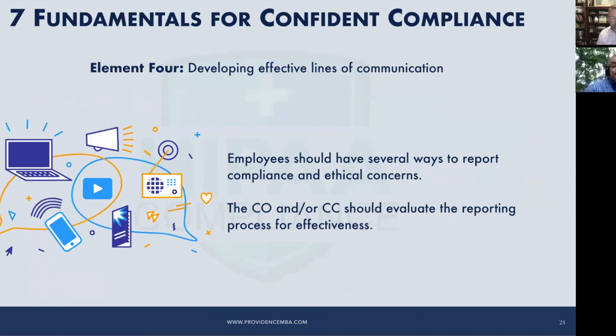We've got about 25 more minutes on the webinar, but let's try to get through the fourth element. And that is developing, again, effective lines of communication, which kind of leads us right into this: employees should have several ways to report compliance and ethical concerns. And Tim, hopefully everybody can see that one of the overall themes of what we're talking about in compliance is this word ethical concerns, or ethics in general.